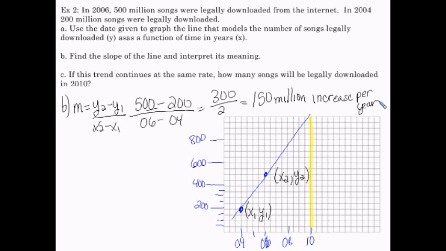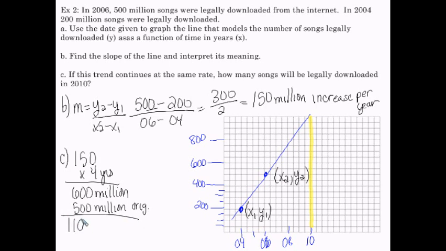So if this trend continues at the same rate, how many songs will be downloaded in 2010? How many years between 2006 and 2010? 4, right? So I'm going to do 150 times 4 years. Is it 600? Yes, this is 600 million. Okay, so that's the change. There's going to be 600 million, but we started out with, in 2006, how many? 500 million. So this is the 4 years plus the 500 million original. Well, we don't really say 1100 million, so I'm going to actually put in the extra zeros. And we've got 1,100,000,000 songs downloaded in 2010, had this trend been accurate.